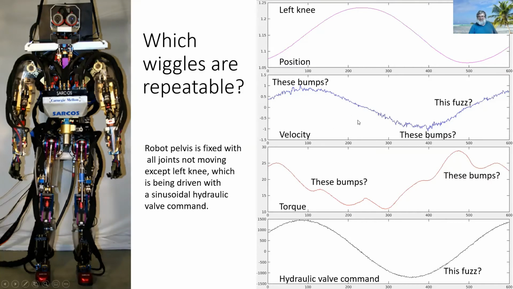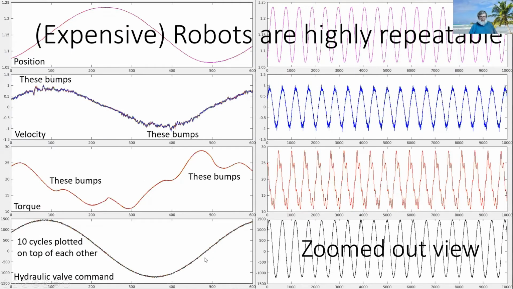So the question is, which of the features of this data are repeatable? And the answer is pretty much all of them. This is 10 cycles of the sinusoid sort of aligned in time and then plotted on top of each other. We see in the velocity that the little bumps are duplicated every time. And even you could argue some of the fuzz is duplicated every time. And on the torque curve, each of those funky little bumps is repeated every time.